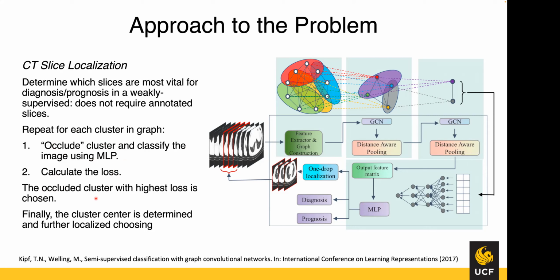the scenario that has the highest loss, that cluster that was occluded is probably the most important because it had the biggest effect on the loss. It made the network perform that much worse. So therefore, those slices must be the most important. So that's kind of the idea here.